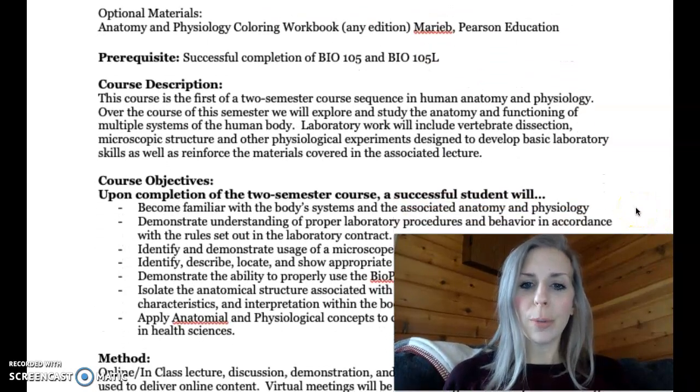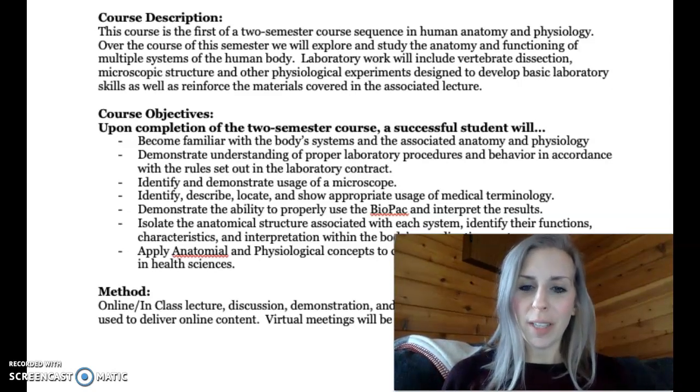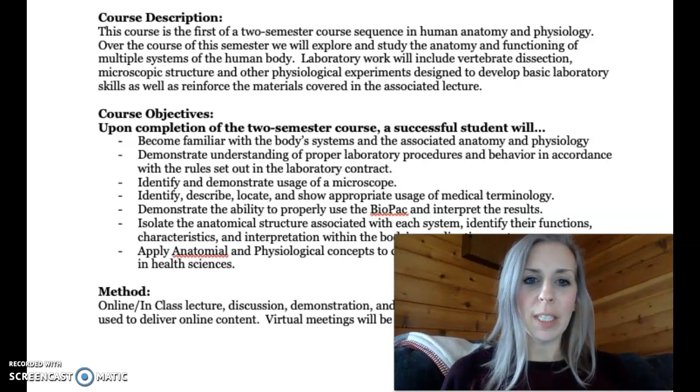The course description for this course is very similar to our last semester. We're going to be doing all of the other systems that we didn't get to last semester. So we're actually going to start off with some of the nervous system again, and then we'll be getting through all of the rest of the systems that we didn't do before.